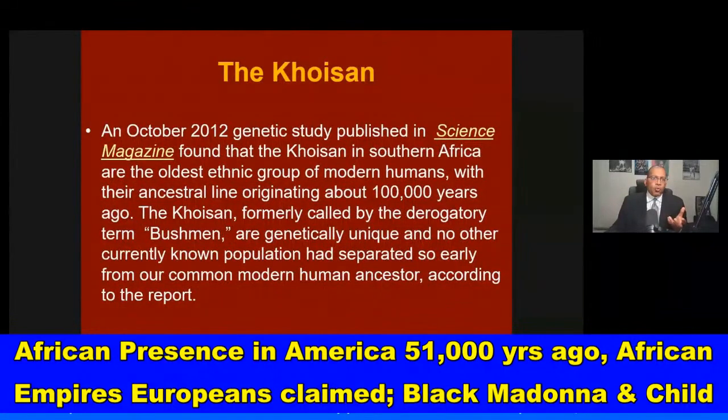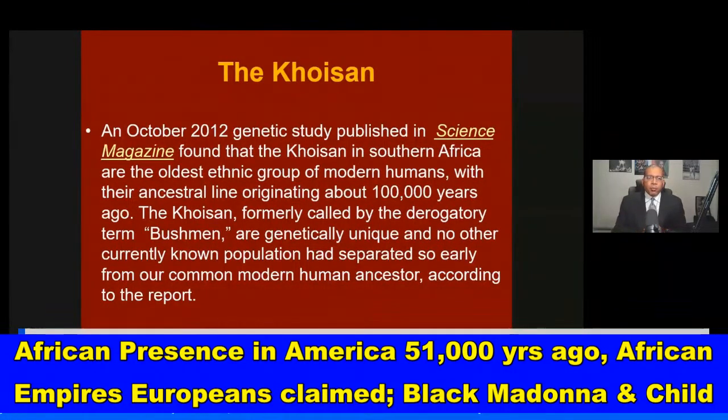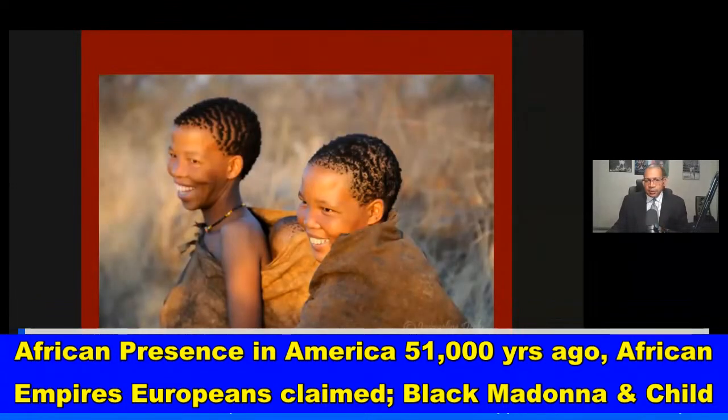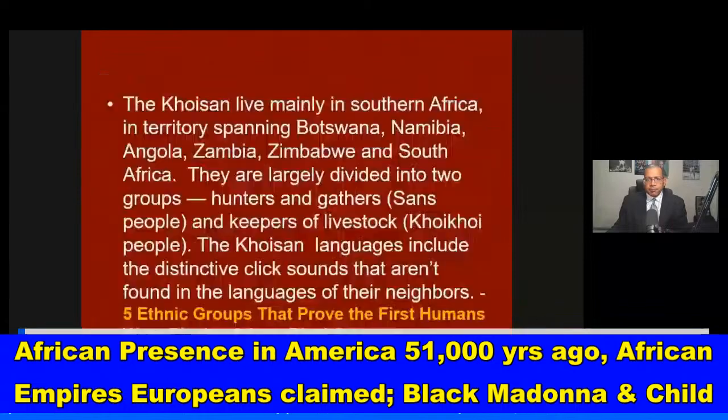So the Khoisan, in an October 2012 genetic study published in Science magazine, it found that the Khoisan in southern Africa are the oldest ethnic group of modern humans, with their ancestral line originating about 100,000 years ago. The Khoisan, formerly called by the derogatory term Bushmen, are genetically unique, and no other currently known population has separated so early from our common modern human ancestor, according to the report. Now, here are a couple of Khoisan sisters, also a couple of Khoisan African women.